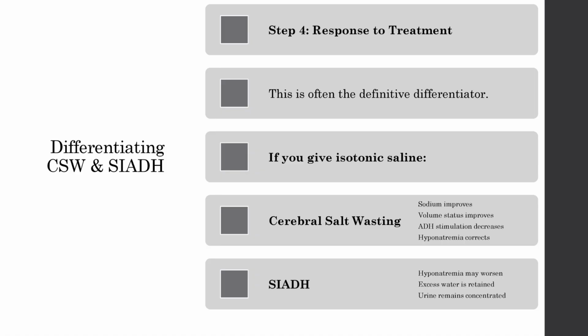Step 4. Response to treatment. This is often the definitive differentiator. If you give isotonic saline, in cerebral salt wasting, sodium improves, volume status improves, ADH stimulation decreases, and hyponatremia corrects. SIADH response to isotonic saline is different. Hyponatremia may worsen, excess water is retained, and urine remains concentrated. This explains why giving fluid restriction to a patient with CSW can be disastrous.